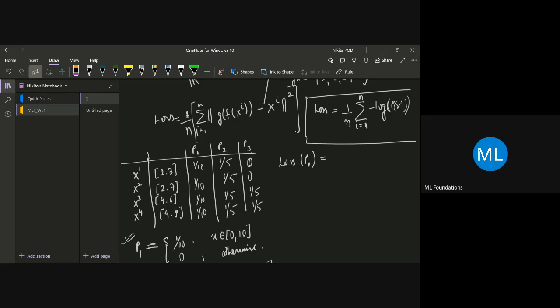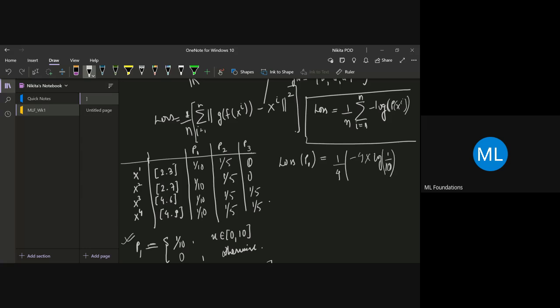So let's find the loss for P1. What should be the loss for P1? What is N? 4. And what is P of x1? It should be minus log of 1 by 10. Then again you add minus log 1 by 10, again minus log 1 by 10. So I can just write minus 4 times log 1 by 10.